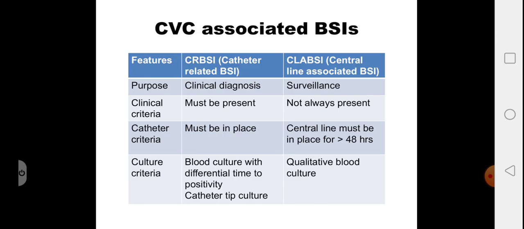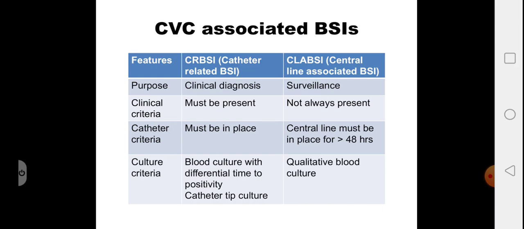So central venous catheter associated bloodstream infections, there are 2 terminologies which are not interchangeable. One is catheter related bloodstream infection, and the other is central line associated bloodstream infection. Looking into catheter related bloodstream infection, it is mainly used for clinical diagnosis and treatment. Here the clinical criteria must be present, that is signs of erythema, induration, swelling or tenderness at the site. And looking into the catheter criteria, yes, this CVC must be in place.